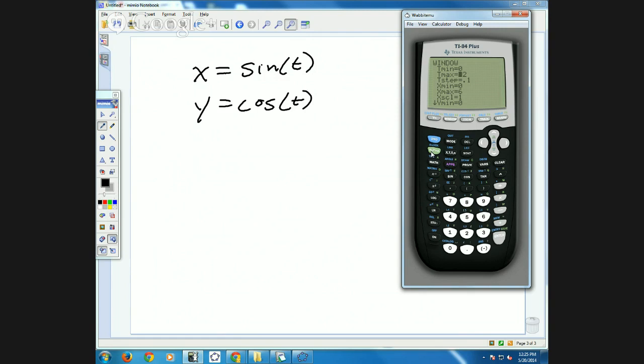Mine's already got a graph on that one. We'll get there. Hang on. Let me catch up. So let me see. Where is 2 pi? 2 pi. There we go. The step is how often to plot points based on t. Mine is set to 0.1. What's yours set to?